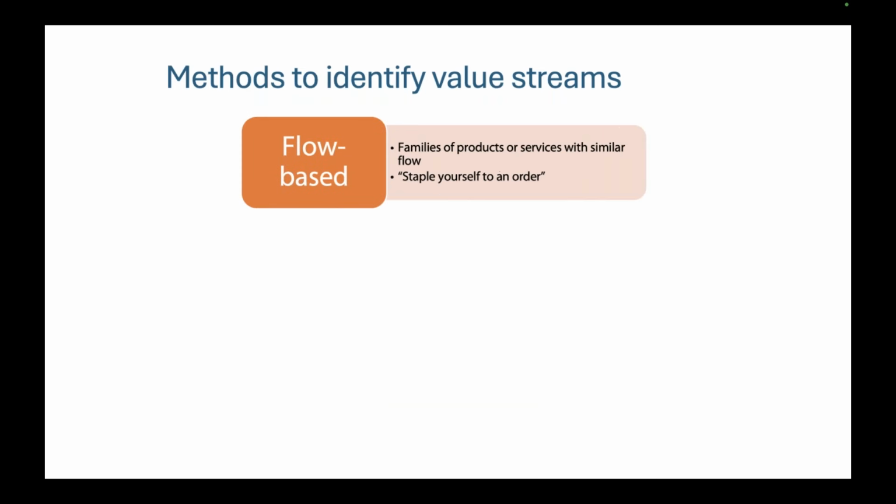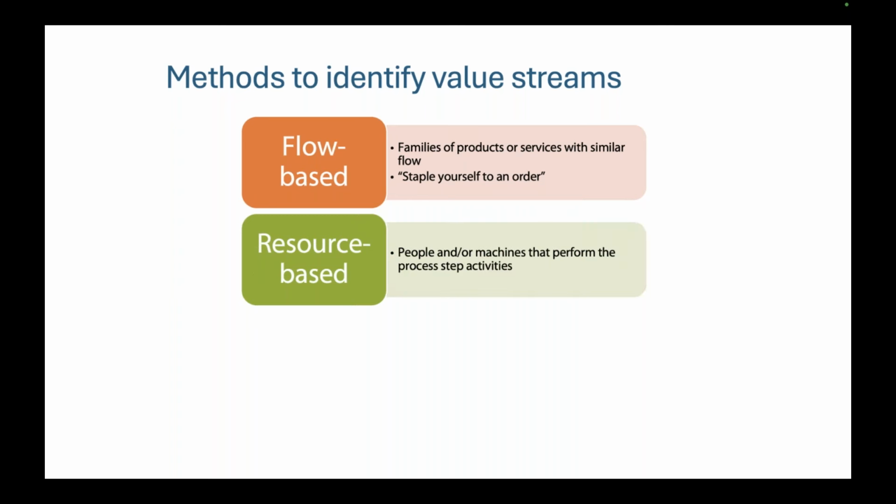So what do you do? The best way to look at identifying value streams is families of products or services with similar flow through resources. The idea of stapling yourself to an order. If you follow a customer order through the process, or if it's a service business, you follow the customer and understand the steps. You could look at resource-based, but I haven't had much success with that.